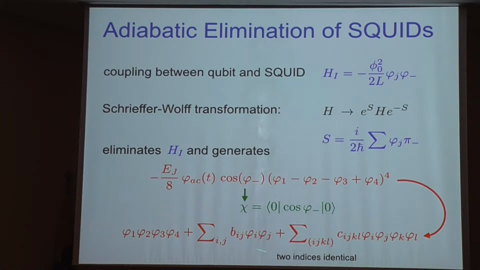We also have two-body interactions, and further terms of fourth power, but here I collect all those where two of these indices are identical, so these are actually three-body terms, yeah? But of fourth power in this case.